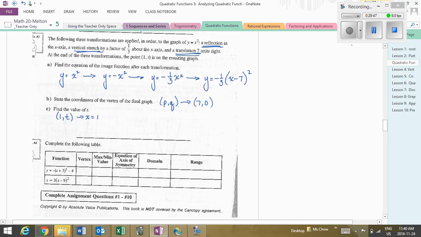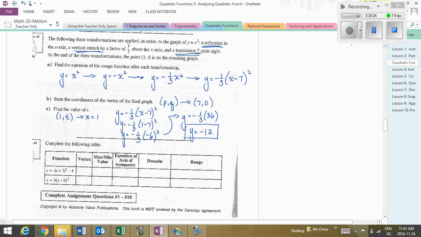Since we already have our equation, we know that y is equal to negative 1/3 times (x minus 7) all squared. So then y is equal to negative 1/3 times (1 minus 7) all squared. So y is equal to negative 1/3 times (negative 6) all squared, and that is then negative 1/3 times 36. And negative 1/3 of 36 is then negative 12.